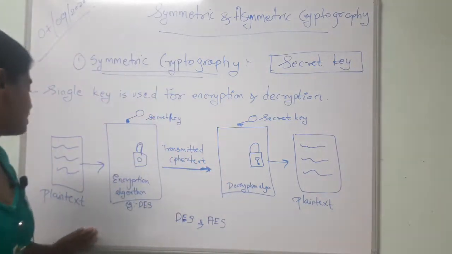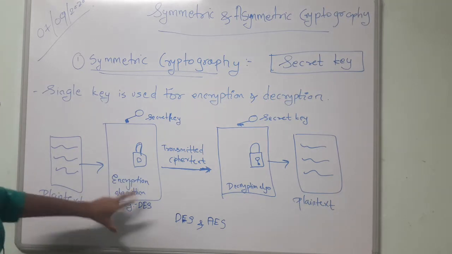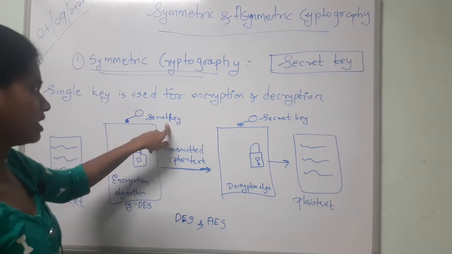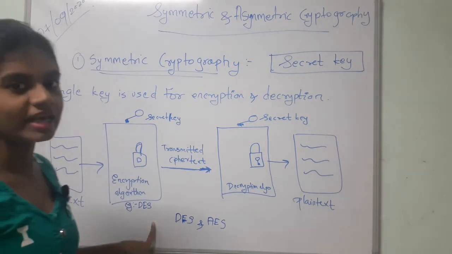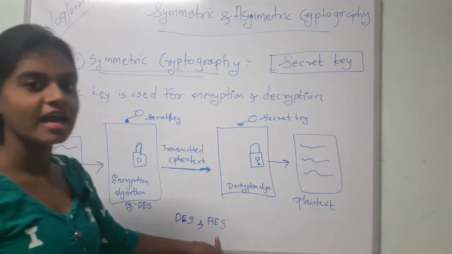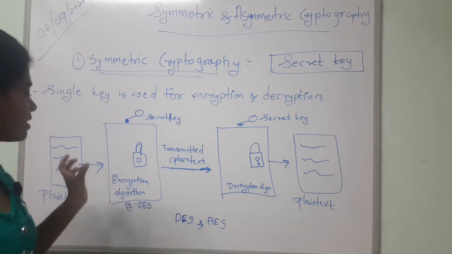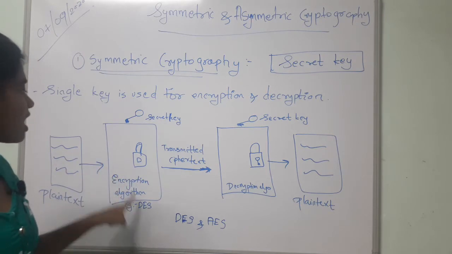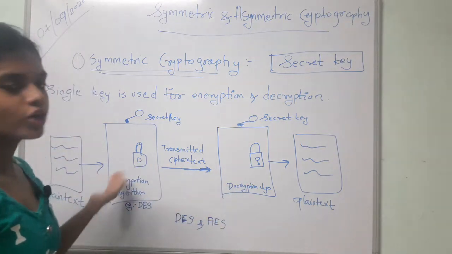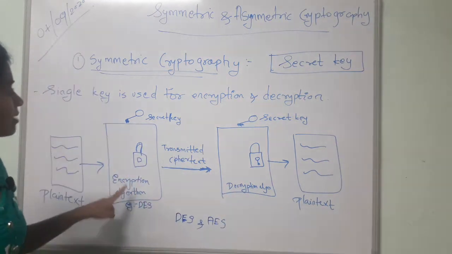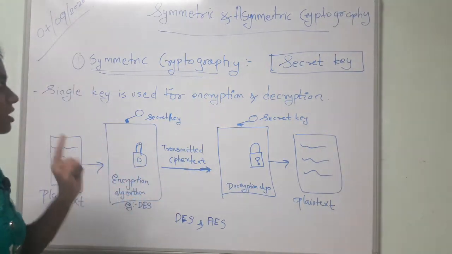Here we can see the plain text, one note, one message, goes to the encryption algorithm with a secret key, the same key. Here they use DES, the Data Encryption Standard, and AES, the Advanced Encryption Standard, which I will teach you afterwards. For encryption they use DES, and decryption is the reverse of the encryption. In encryption they use one secret key that no one else knows.